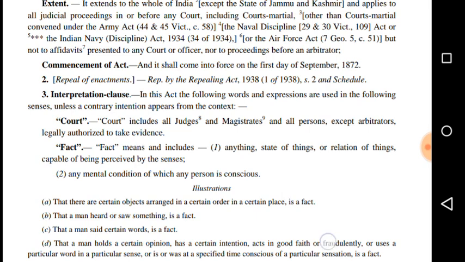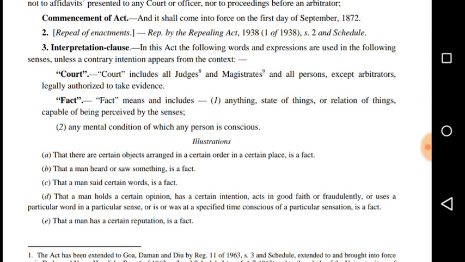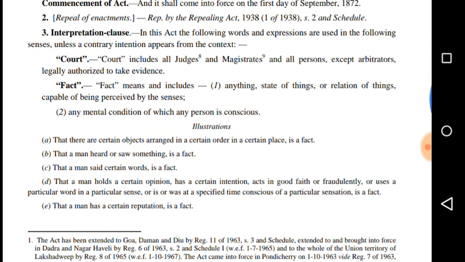Section 2 repealed. Section 3 interpretation clause. So we are mainly concerned here with section 3. That is very important. First of all, you have to know the definitions of certain terms and expressions. So, interpretation clause. In this act, the following words and expressions are used in the following sense unless a contrary intention appears from the context. So exceptions apart, these following expressions are used in the following sense. Number one, court. Court includes all judges and magistrates.